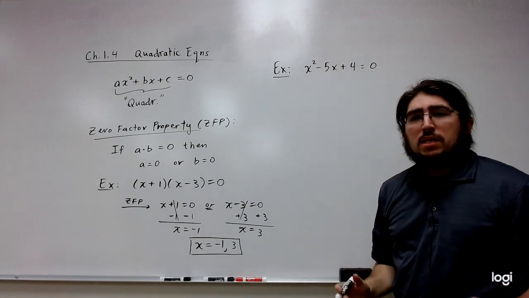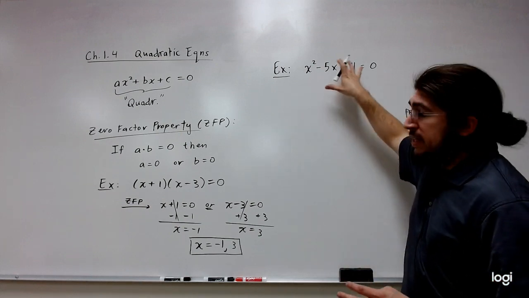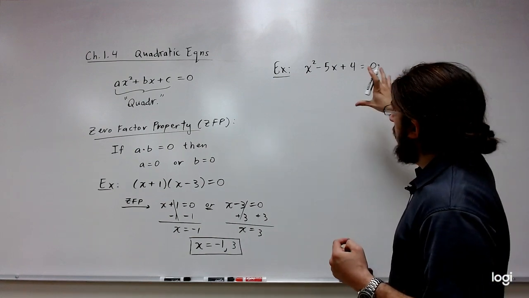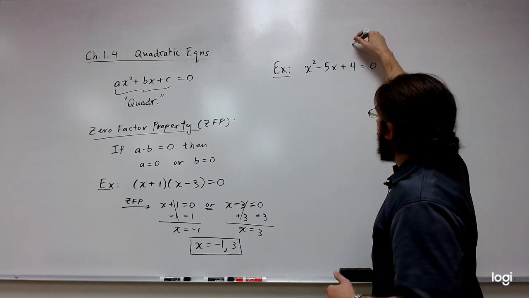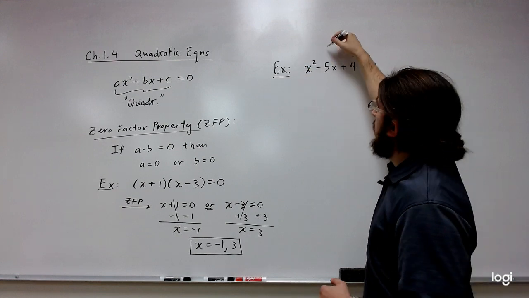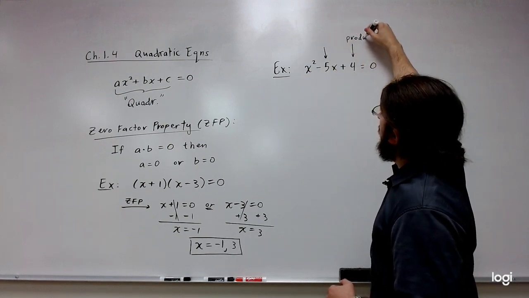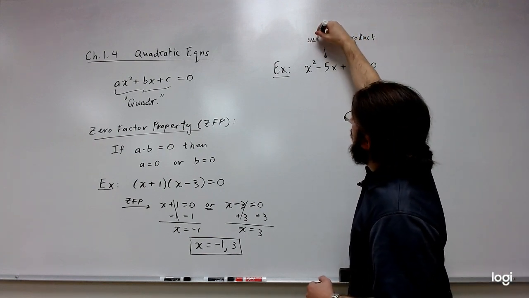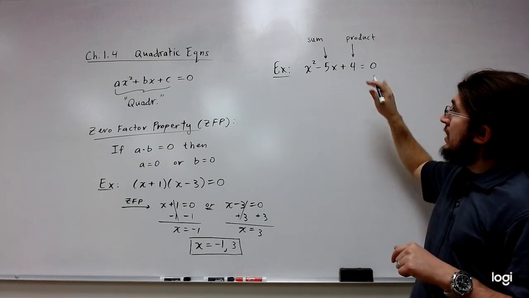So this example is a little different in the sense that it's not already factored for us, but if we can factor this, then we can apply the zero factor property directly. So let's see that. If you don't remember how to factor, just at least know this. If you have x squared and there's no number in front of x squared, all we're really doing is looking for two numbers whose product is the constant and whose sum is the linear coefficient. So we're looking for two numbers that multiply to this and add to this.